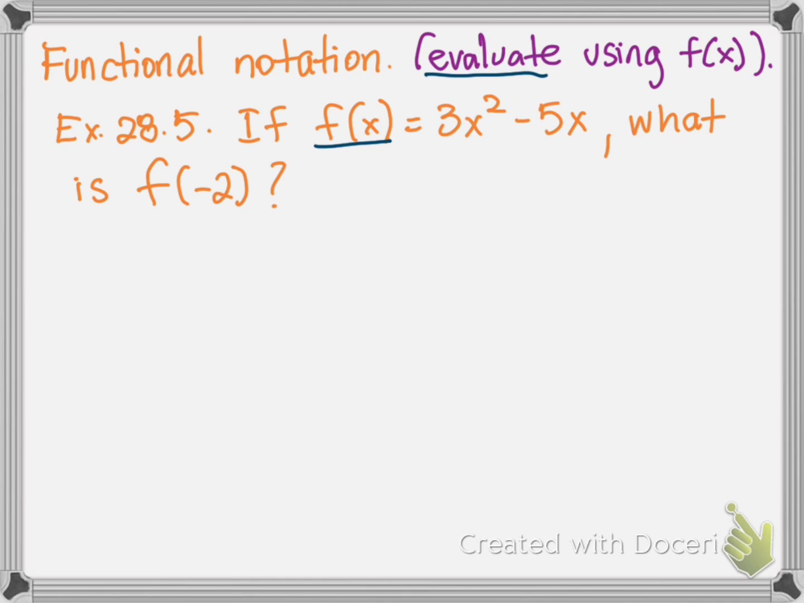Think about the f of x as a machine. So we're going to put numbers in here, and when they go into the machine, they do some things to the number, and then we get a result. So we are evaluating just as we have done in the past, with parentheses and changing the letters for the value given, but we're going to do it in a more fancy way. So in this case, it says that if the machine f of x is 3x squared minus 5x, what is f of -2?